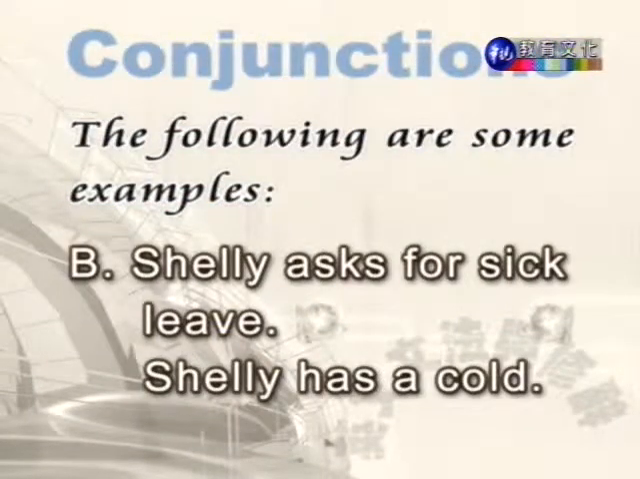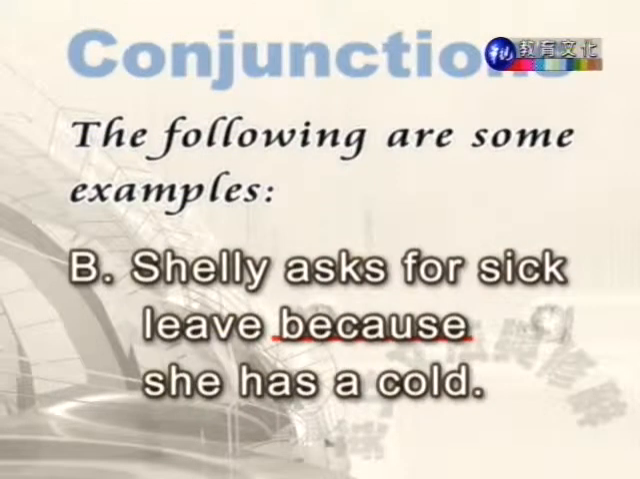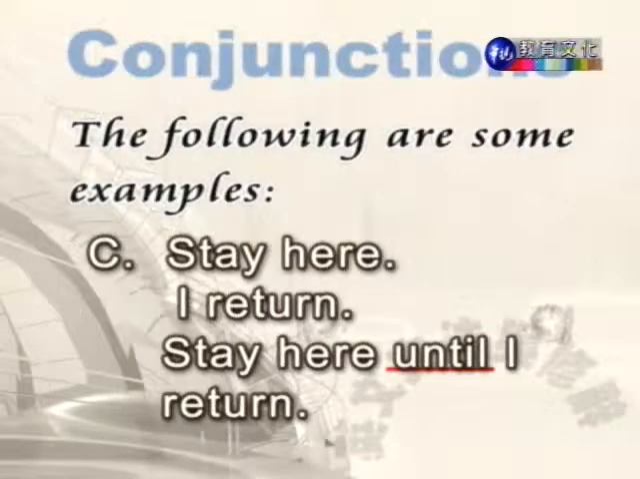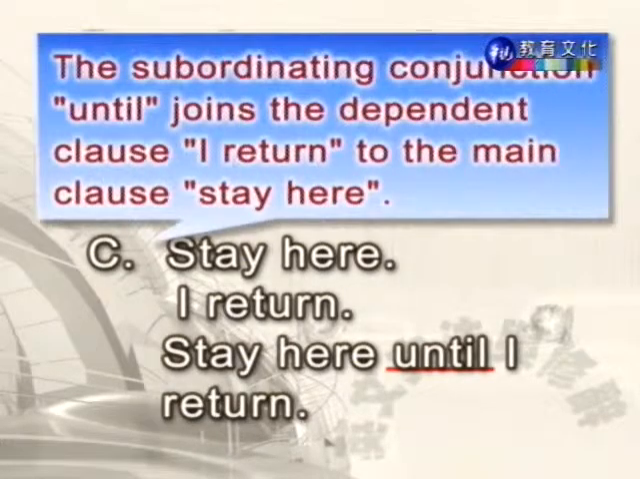Shelley asks for sick leave. Shelley has a cold. Shelley asks for sick leave because she has a cold. The subordinating conjunction because joins dependent clause she has a cold to independent clause Shelley asks for sick leave. Stay here, I return. Stay here until I return. The subordinating conjunction until joins the dependent clause I return to the main clause stay here.